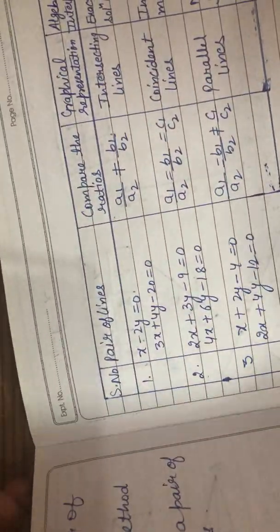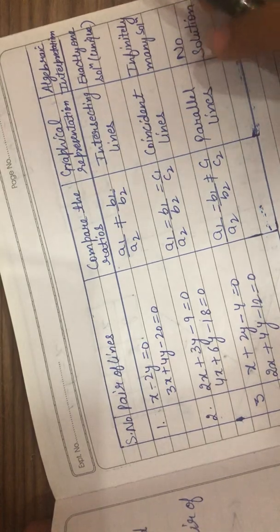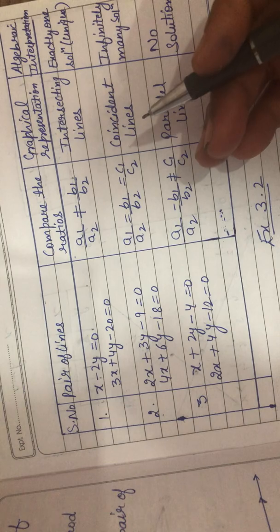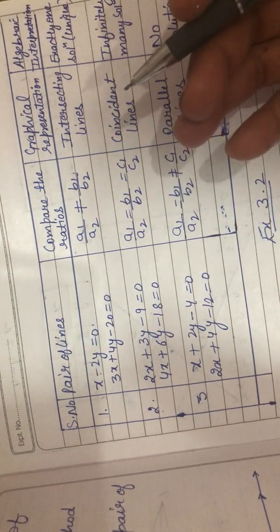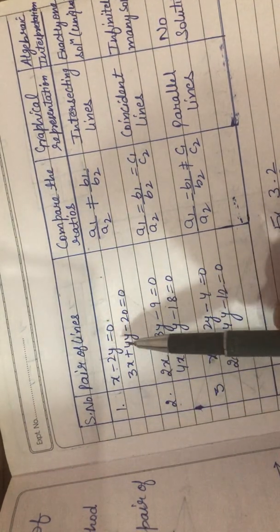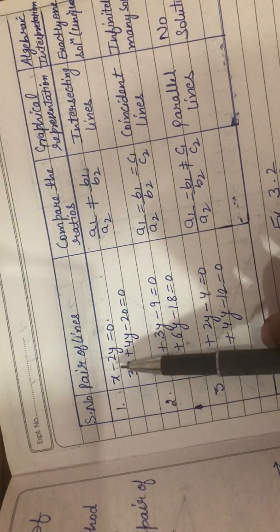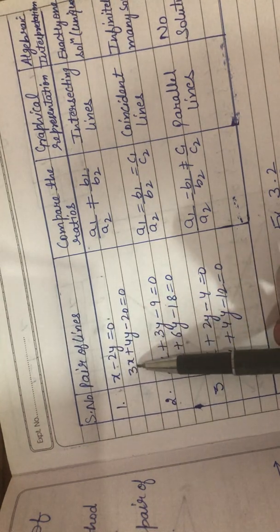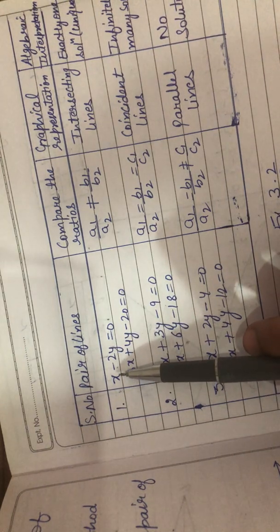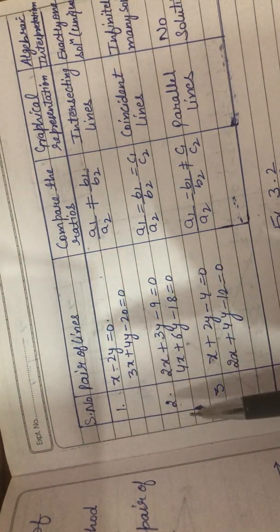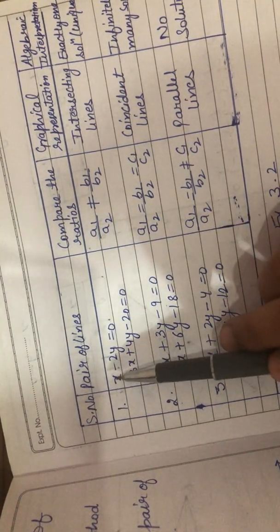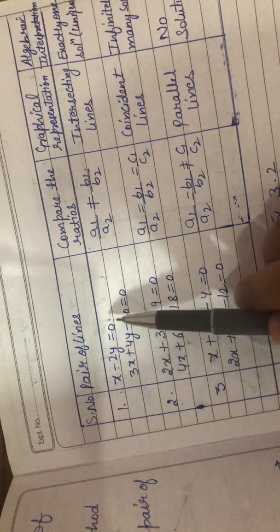Now this table you have to see. Just look at this table, and this is a very important table for finding out questions in exercise 3.2. In this table you can see we have pairs of lines. So you can see the first example, x minus 2y equal to 0 and 3x plus 4y minus 20 equal to 0. Now we'll compare the ratios. This table is based on ratios, that is, the coefficients of the variables used in these equations.